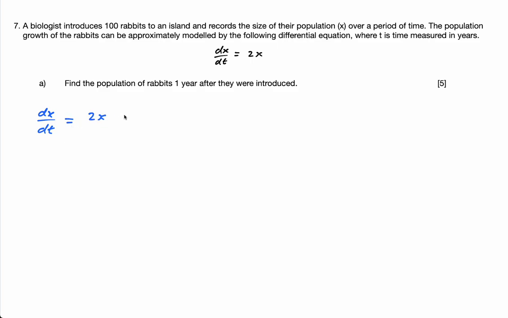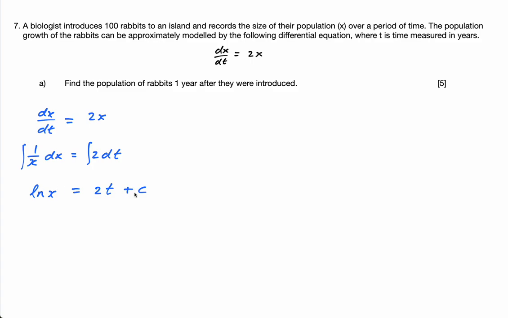So we separate it. We bring the x's to one side, so it's 1 over x dx equals 2 dt. You could bring the 2 with the x if you wanted, but it doesn't really matter. I think it's nicer to leave the 2 over here so I don't have to deal with the 2x on the denominator. Then I integrate both sides, and the integral of 1 over x dx is ln x, and the integral of 2 dt is 2t plus c.